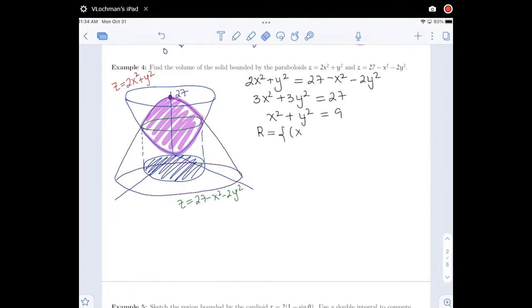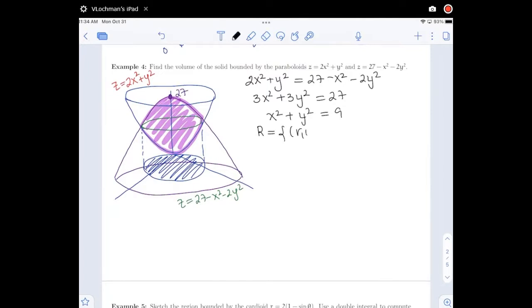Let's convert it into r and theta, no more x and y. What do we have here? The radius is between 0 and 3, since this is 3 squared. And what about theta? That goes from 0 to 2 pi because we have an entire circle. All right, so now what?